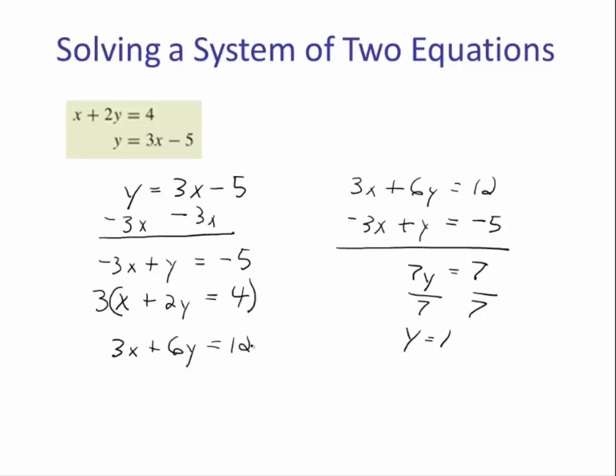To get x, we take one of the original equations. I'm going to take the first one, x plus 2y, and y is equal to 1. That equals 4. So we have x plus 2 equals 4, and subtracting 2 from both sides, we see that x is equal to 2. So the solution is (2, 1). This is the same answer as we got in problem 1.